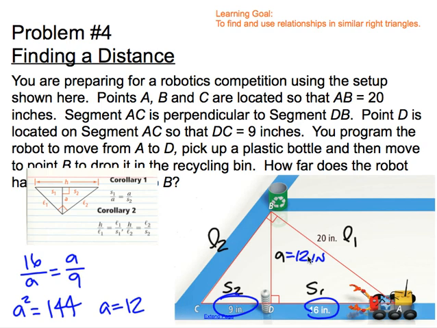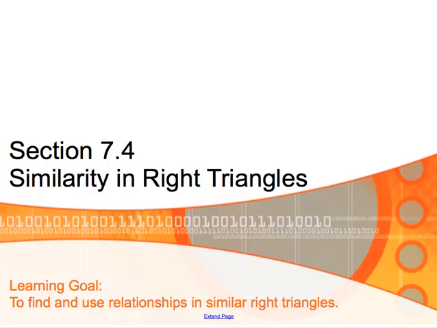Now that we know the exact distance, we can program our robot. So that concludes section 7.4, Similarity in Right Triangles. Thanks for your attention, and I'll see you soon.